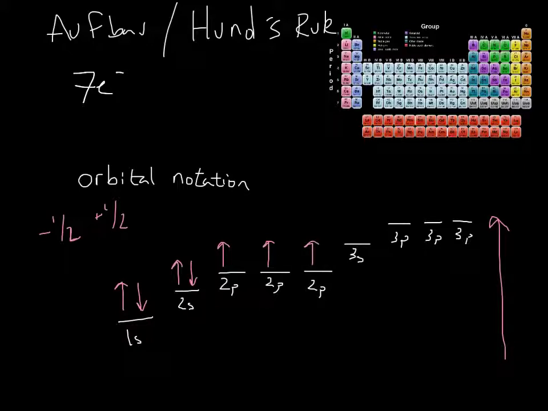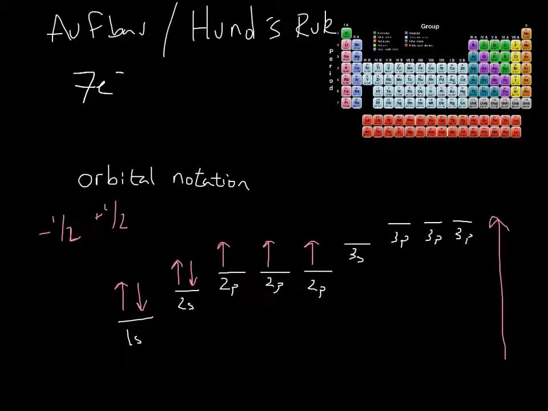And another part of Hund's rule, not only do they not share the same orbital if they don't have to, but they all have to have the same spin direction. So I didn't go up, down, up, or up, down, down. I went up, up, up. I could have also gone down, down, down. As long as all 3 are pointing the same direction, it's all good.